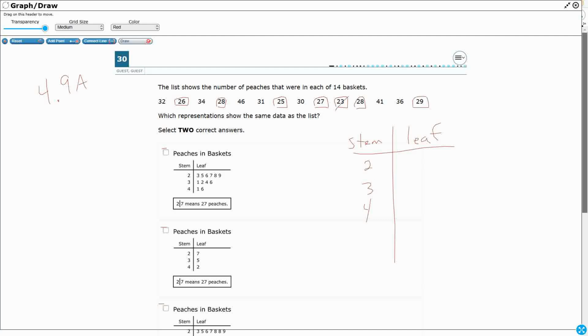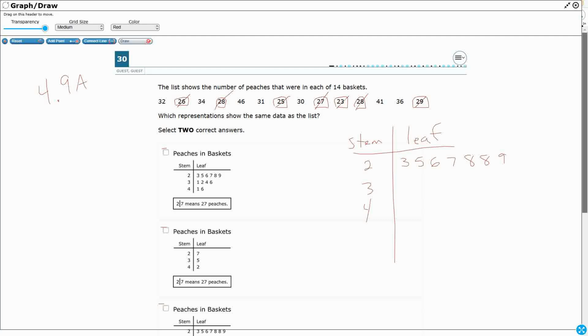Looks like going from smallest to largest is going to be 23. And then 25. Then I've got a 26. And I've got 27. And then two 28s. So I put the 8 twice, and then a 29.